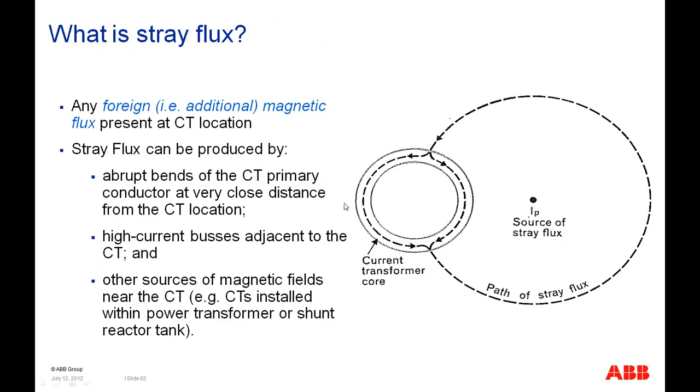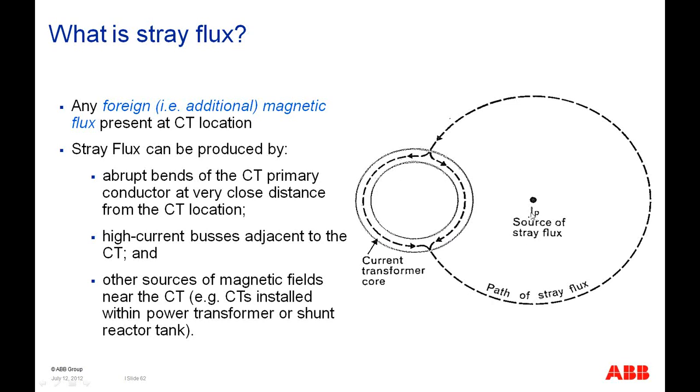If I have a current transformer and I have other conductors close to this, or I have an abrupt bend in the CT primary conductor, or another high current conductor right close to the CT that's external to the CT, I can cause some problems with the amount of actual flux that's flowing in the core of our current transformer.